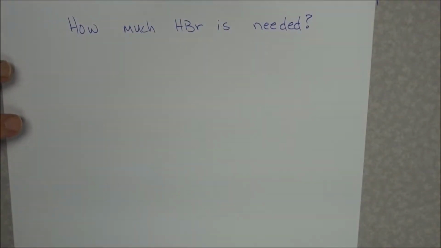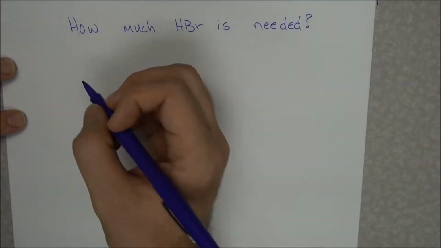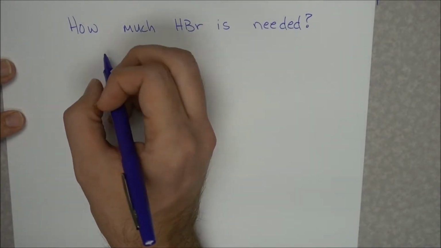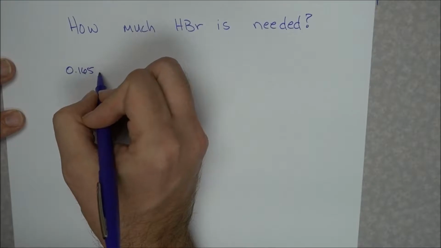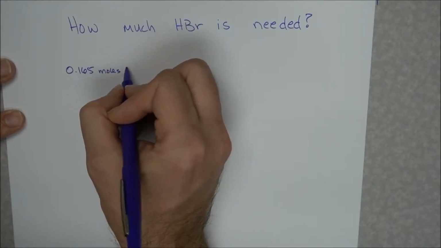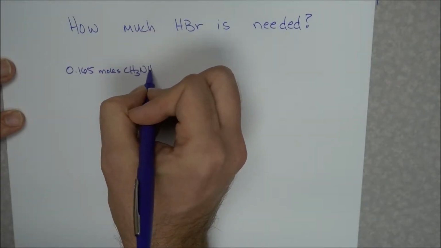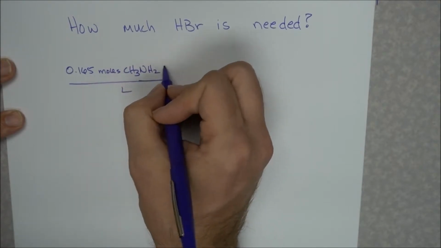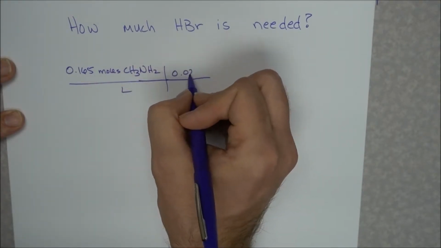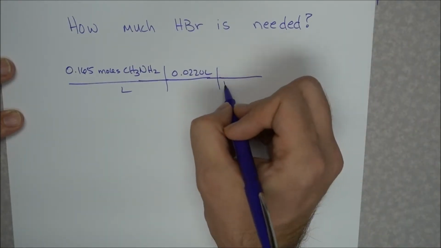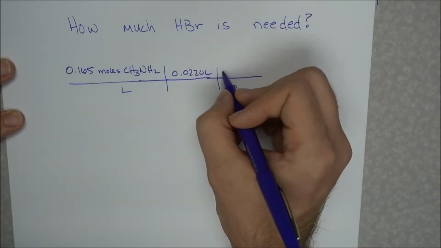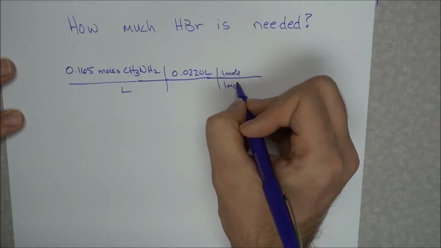So the first question is how much HBr is needed. What we're going to do is simple stoichiometry. We're starting with 0.165 moles of methylamine per liter, right? That's our molarity. And we've got 0.0220 liters of it. And there's a 1-to-1 mole ratio in this reaction, like there are in many acid-base reactions. So a mole and a mole.